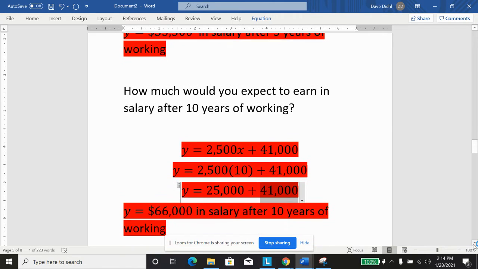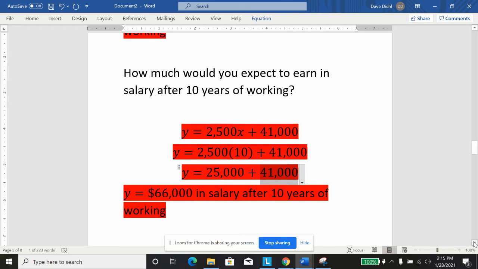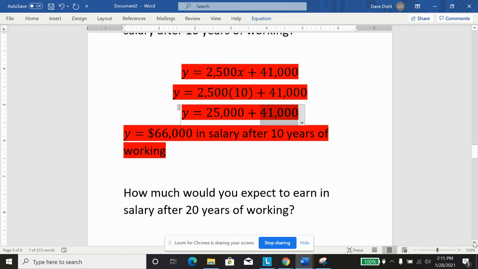You add those together and you get about $66,000 in salary after 10 years of working. So that's what you can expect your salary to be after 10 years. What if you wanted to go further? What if you wanted to work 20 years and you wanted to tell your boss, hey, after 20 years, this is what I think I would be earning, and maybe that's not enough.